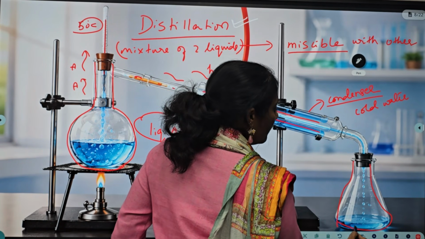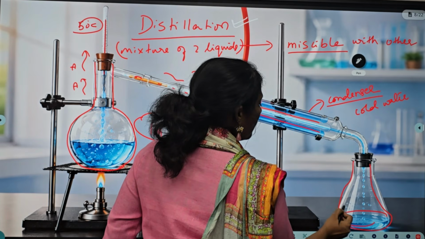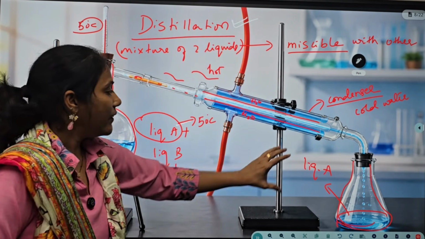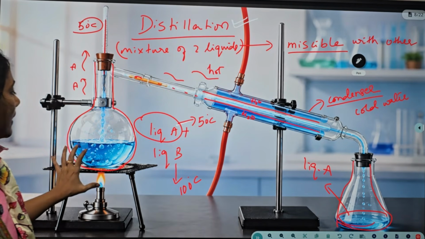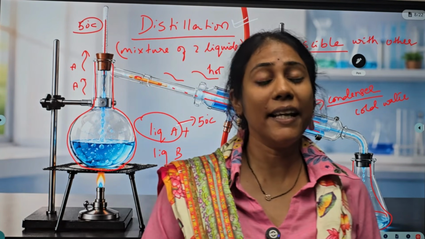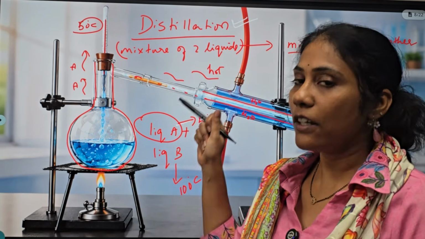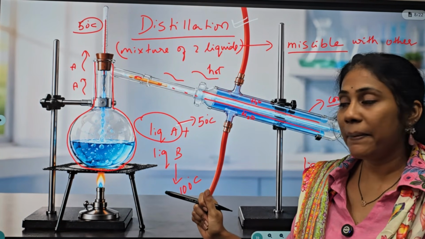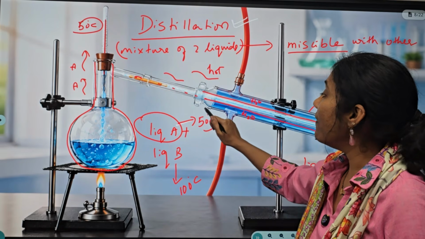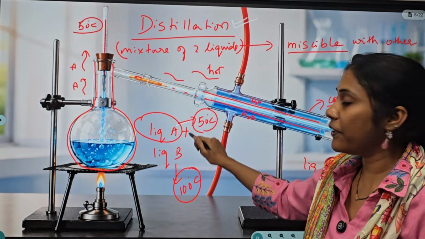So now whatever liquid is there in this conical flask, that is actually liquid A. Liquid A is here and liquid B is here. So that is how we can separate liquid A from liquid B. So how are we separating? Why are these two getting separated? Because they have a huge boiling point difference.